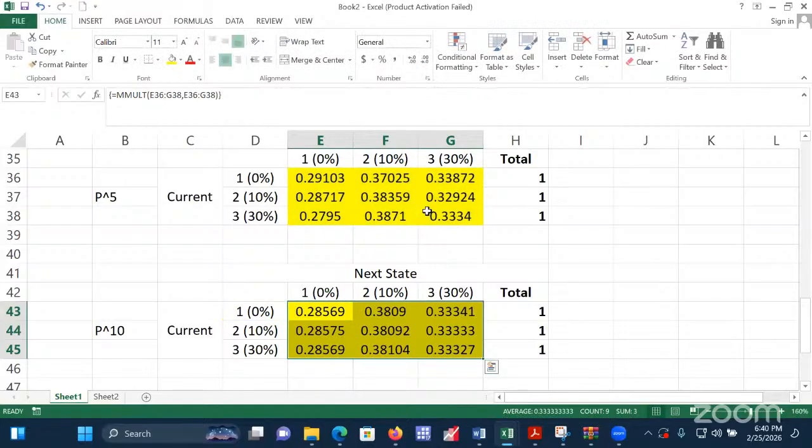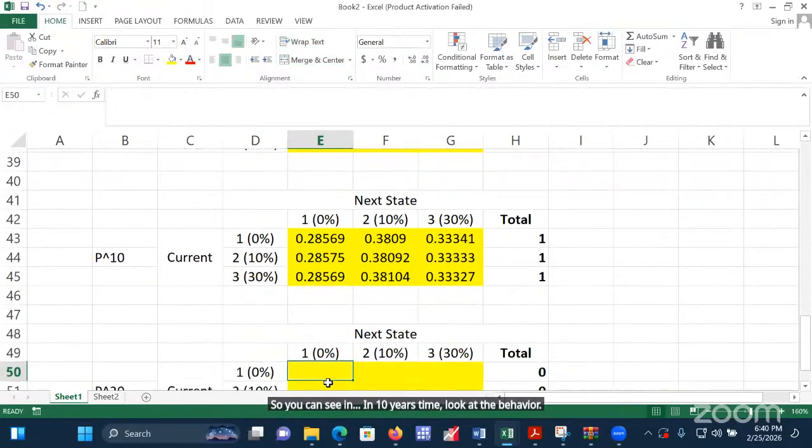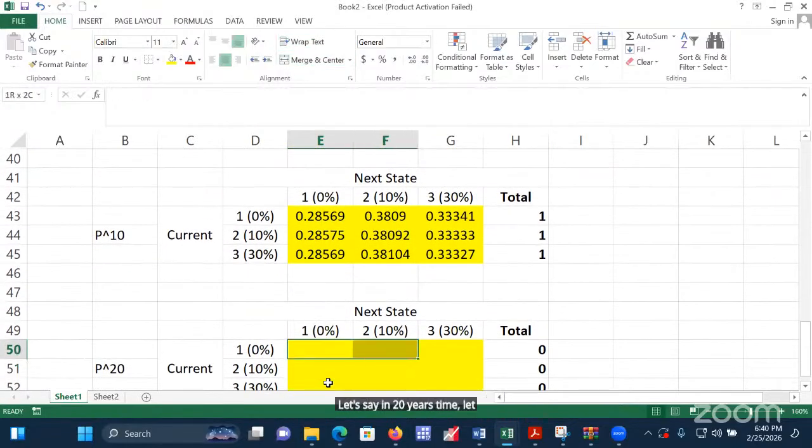So you can see in 10 years' time, look at the behavior. Let's see in 20 years' time, let's see what happens. P to the power of 20.